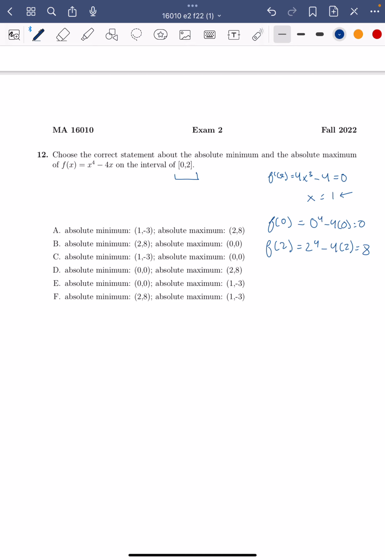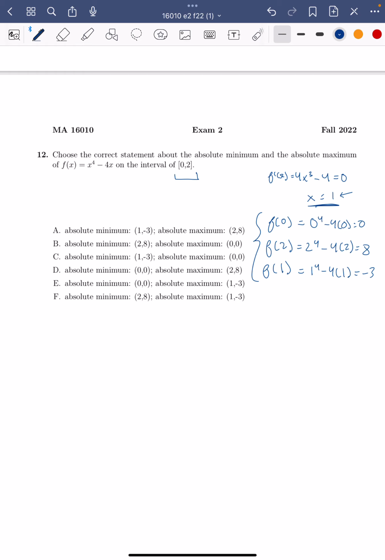And then this last value here, we're going to check the critical number in the middle, the one that we do know from finding the first derivative. F of 1 equals 1 to the fourth minus 4 times 1, which is negative 3. So all of these values right here are critical points of this function in the given interval. Again, when you're given an interval, you need to check the ends to make sure that there are no maximums or minimums that we can't find using the first derivative.